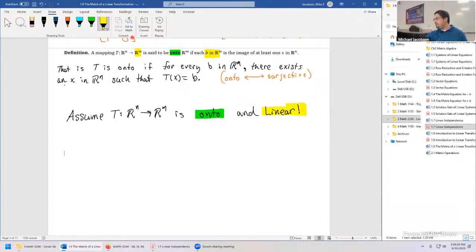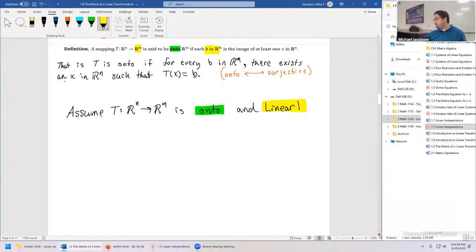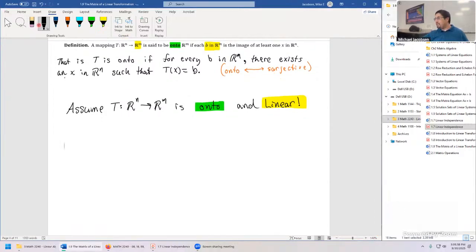Linearity changes things a lot for us. It's going to give us tools to determine if something is onto right away. Whereas if you're working with the definition strictly and you're trying to show a transformation is onto, that can be a pretty large amount of algebra. This could take quite a while to get through. So assuming that T is linear means we get to do the following.